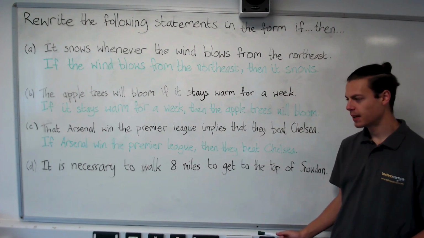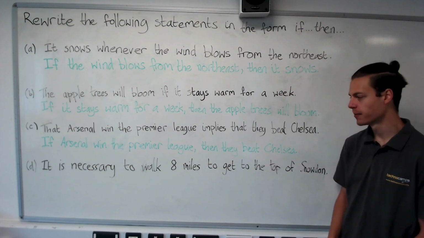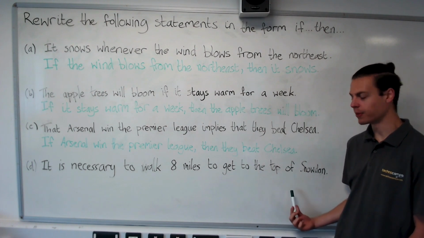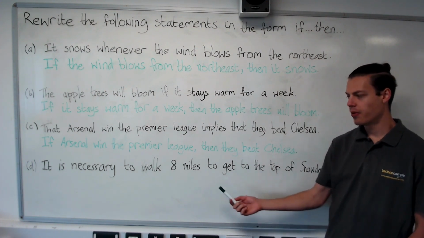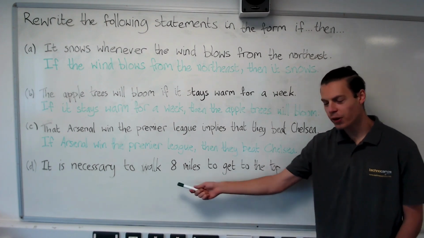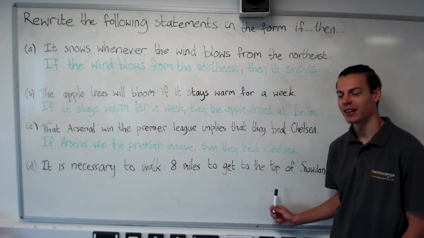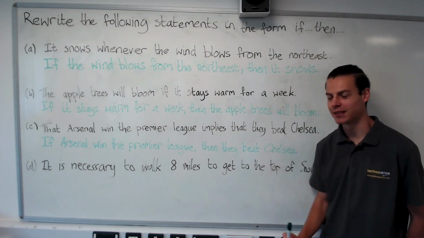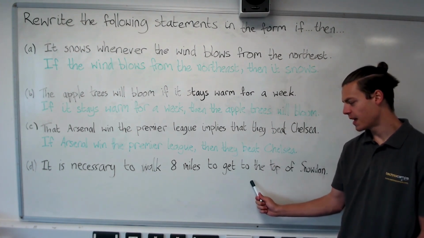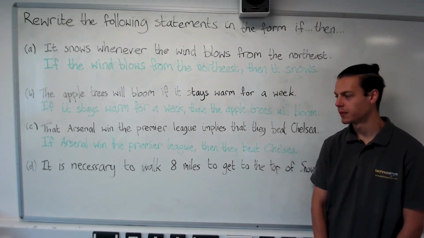D says, it is necessary to walk 8 miles to get to the top of Snowdon. Okay? So if you get to the top of Snowdon, then you walk 8 miles, right? So if you walk 8 miles, that could be 8 miles anywhere, not necessarily walking to Snowdon, right? So we can't say if you walk 8 miles, then you get to the top of Snowdon. But we can say if you get to the top of Snowdon, then you walk 8 miles, right?